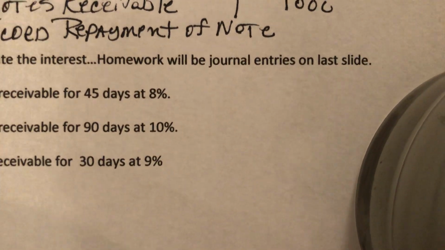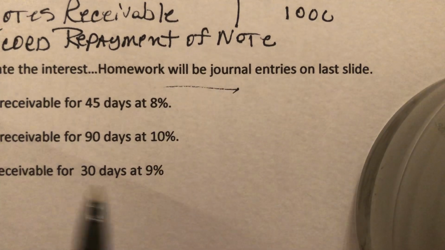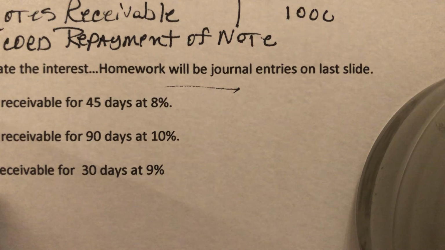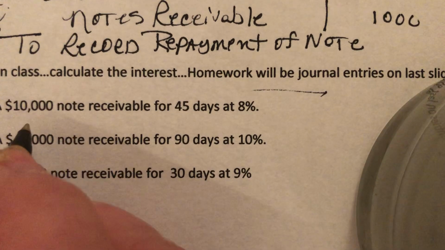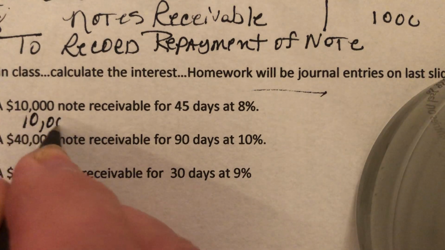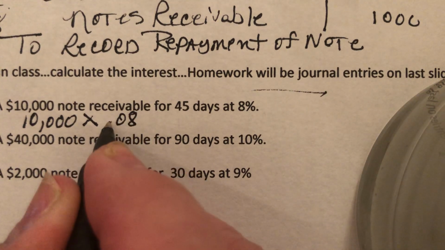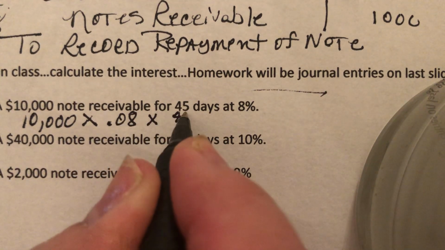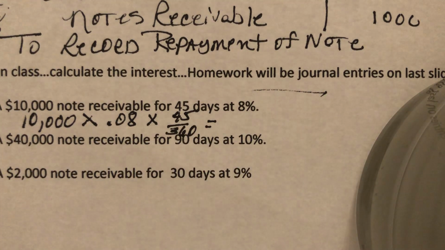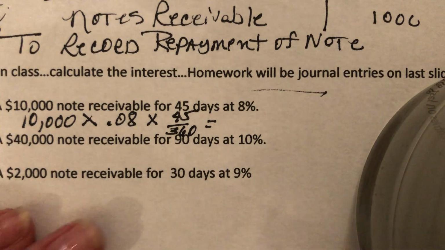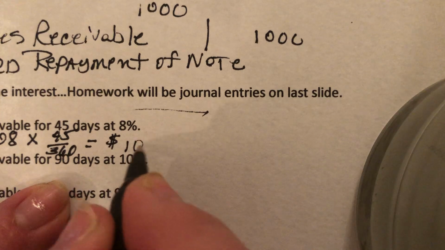Now, the other thing is the homework is on the last slides, but I also want you to know how to calculate interest. So let's do this interest in class for a few minutes. We want to take $10,000 times the 8%, 0.08, times the 45 divided by 360. And what you're going to have, if you do all these calculations, is this interest would be $100.